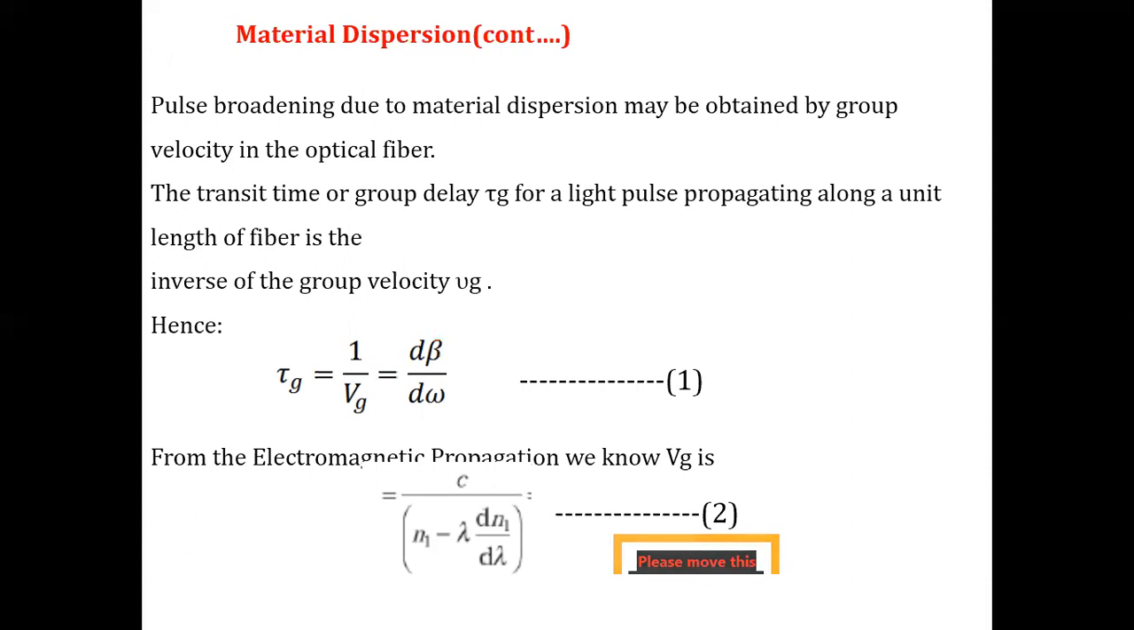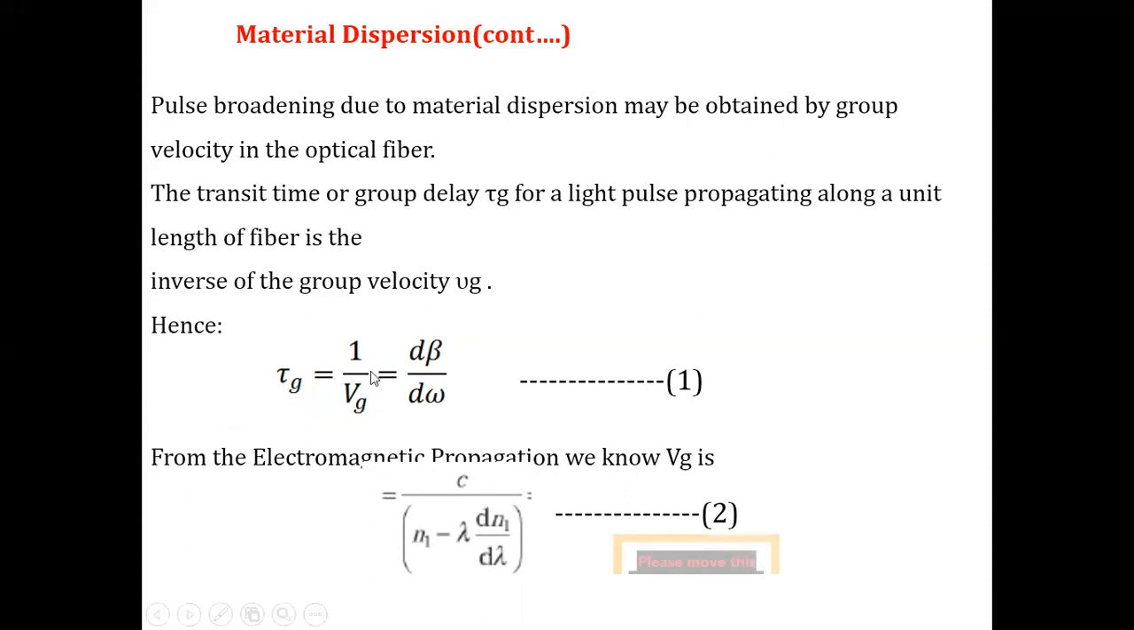So as we said, this material dispersion will occur in a single mode fiber. So let us see the material dispersion model. Here the pulse spread due to material dispersion may be obtained by group velocity, that is represented as tau g. Therefore, the transit time or group delay tau g for a light pulse propagating along a unit length of a fiber is the inverse of the group velocity Vg, right?